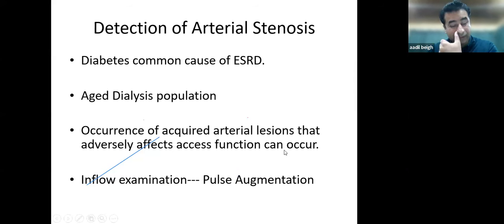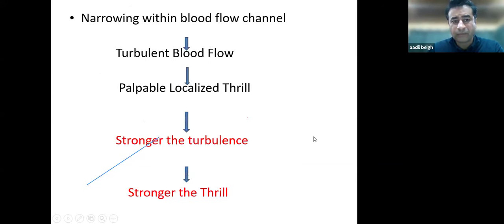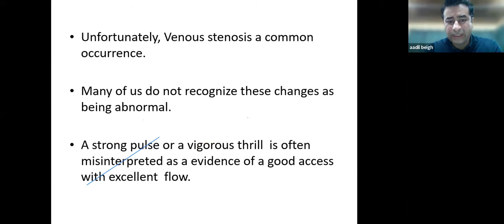By pulse augmentation, we can have the inflow examination. By arm raising, we can have the outflow examination. But significant venous stenosis causes hemodynamic change within the access, and these changes result in abnormalities that can be easily detected by physical examination, what we saw. So what actually happens to the fistula when there is a stenosis?